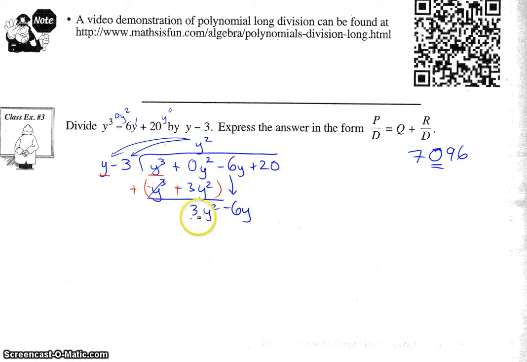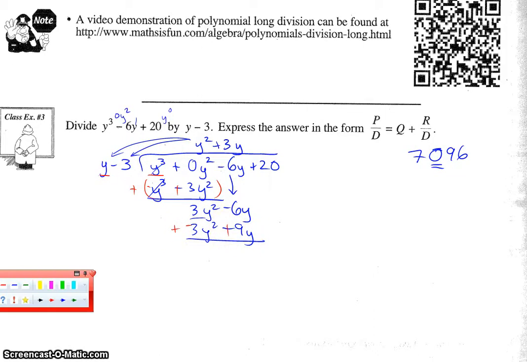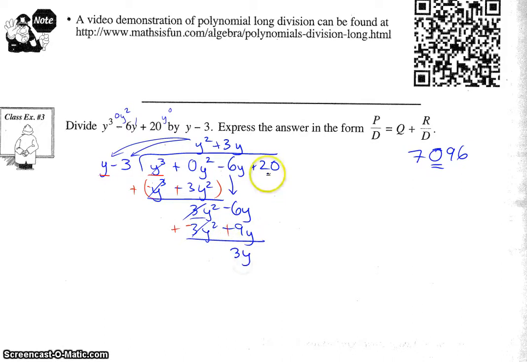Okay, so check out the first term. What would I multiply y by to get 3y squared? And that would be 3y, positive, put a plus sign there. Multiply it to each term, 3y squared, 3y times negative 3, negative 9y. Okay, add the opposite or subtract, so add the opposite of these, and those would go, and we're left with 3y.